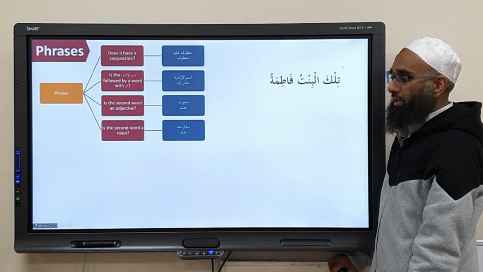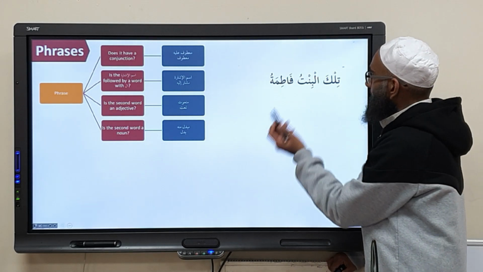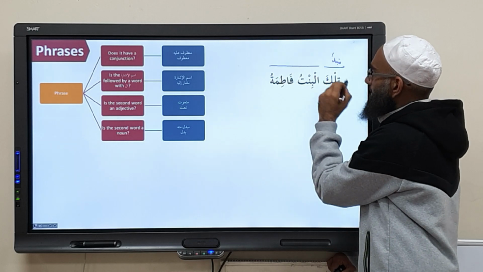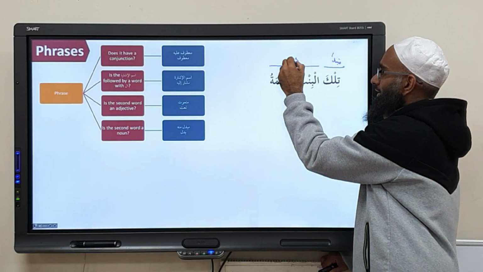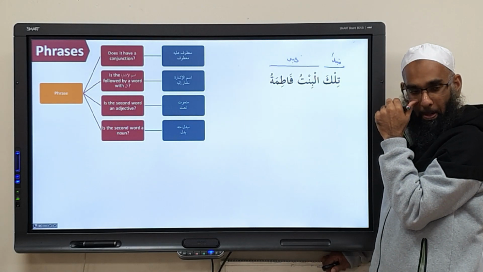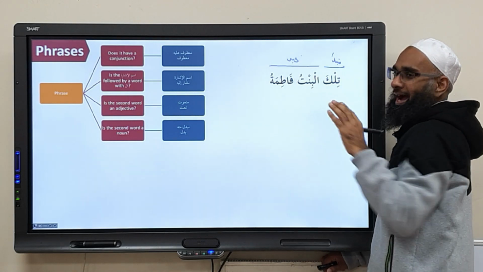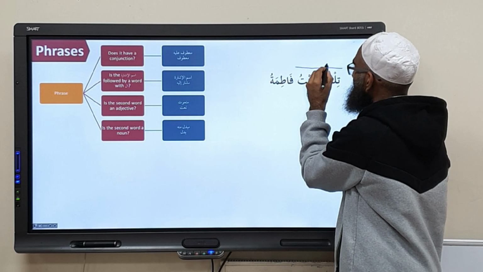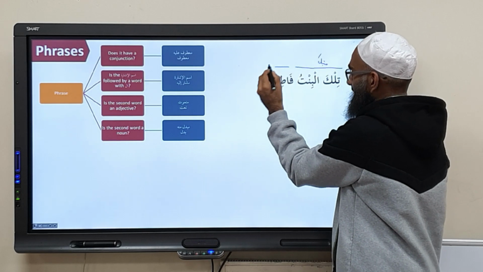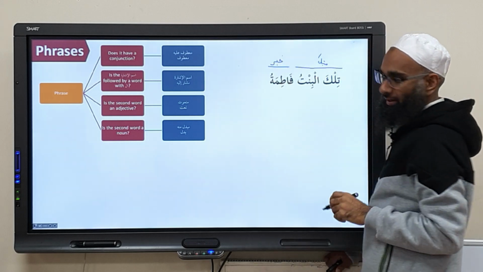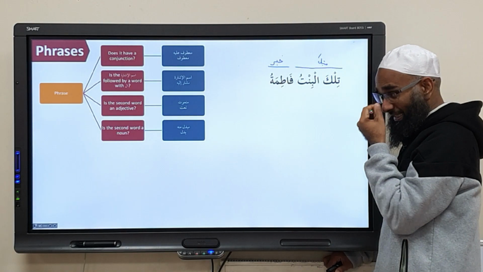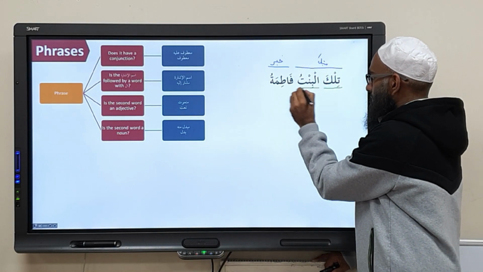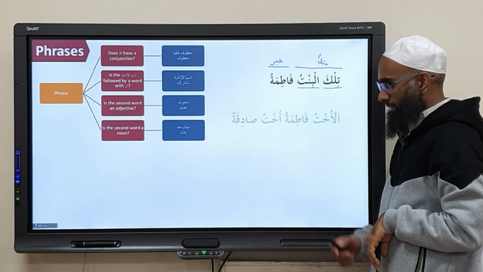تلك البنت فاطمة. تلك مبتدأ. البنت فاطمة خبر. Interesting. What we're going to say here, we're going to say تلك البنت is a مبتدأ. Fatima is a khabar. Okay, as you get higher in Arabic, we'll discuss that a bit more. But for now, we say تلك البنت فاطمة. And the تلك البنت is what? اسم الإشارة and مشار إليه. Next one, your turn.